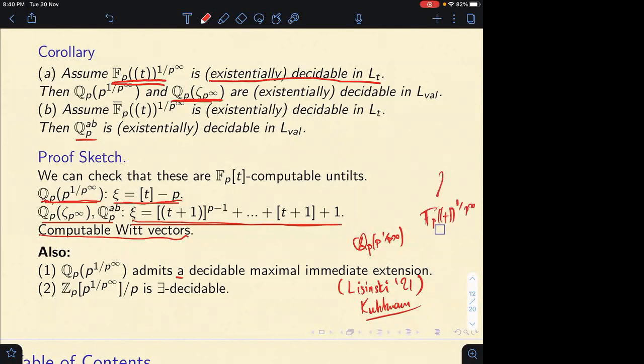Here you take a special maximal immediate extension. So this is the Hahn field, where gamma is the p-divisible hull of the integers. And you untilt it essentially.